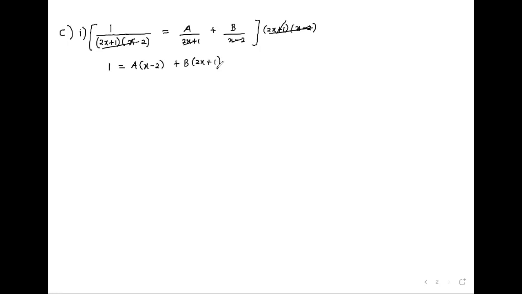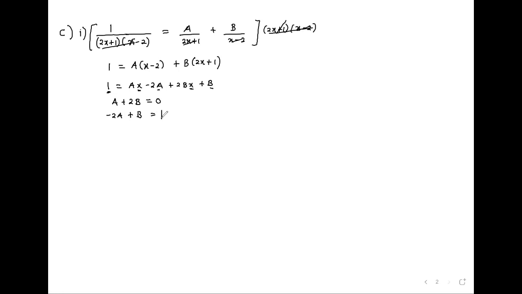And then you can choose to expand. So 1 is equal to Ax minus 2A plus 2Bx plus B, meaning that I have A plus 2B as coefficients of x, and since there's no x on the left, I'm equating to 0. And then I have negative 2A plus B as the constants, and since there's a constant on the left, we equate to the constant.